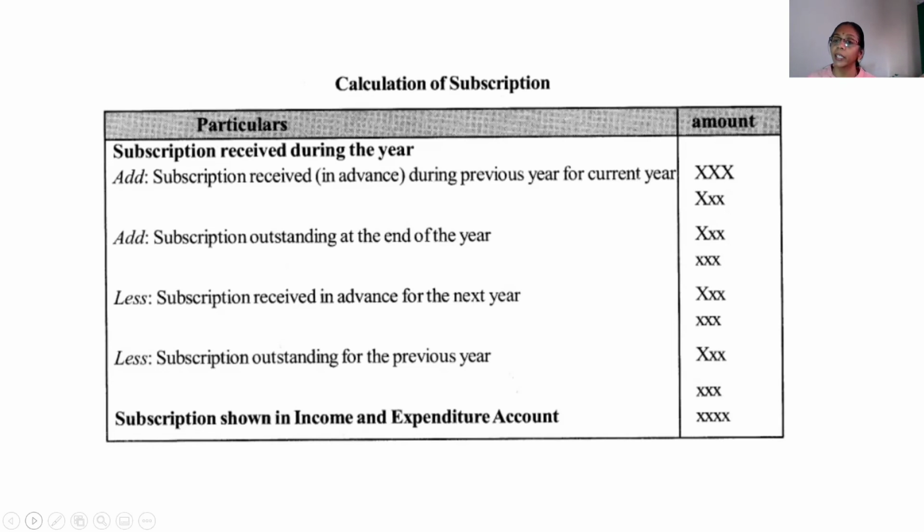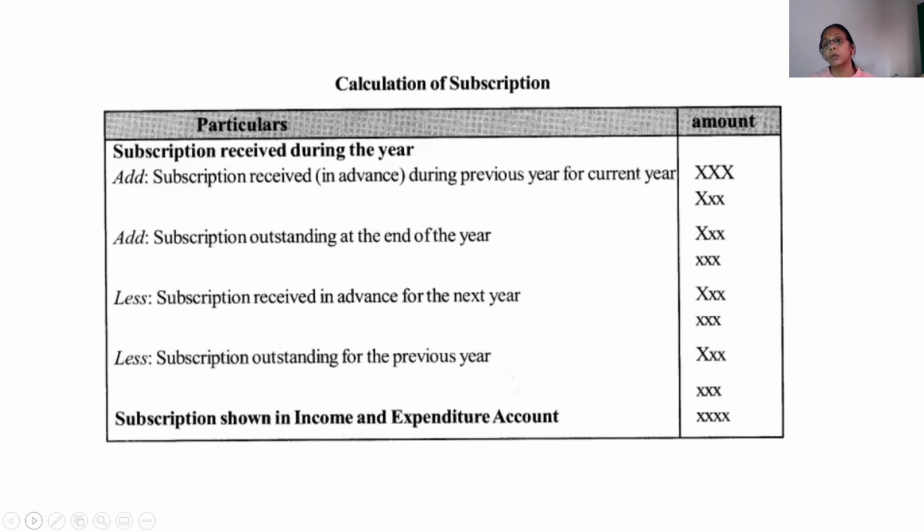This adjustment, where do we find it? We find it in the opening balance sheet. Similarly, subscriptions outstanding at the end of the year would be given in the list of adjustments, and should be added to the given subscriptions money. Subscriptions received in advance for the next year, this also we will find in the list of adjustments being given. This needs to be subtracted. And if any subscriptions outstanding for the previous year is found on the asset side of the previous balance sheet, this needs to be subtracted. So this is how the income and expenditure account shows the adjustment in respect of subscriptions.